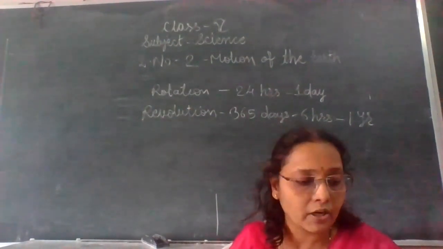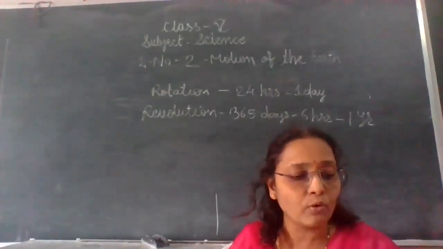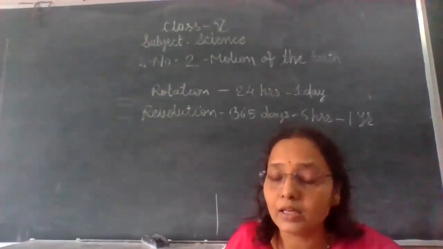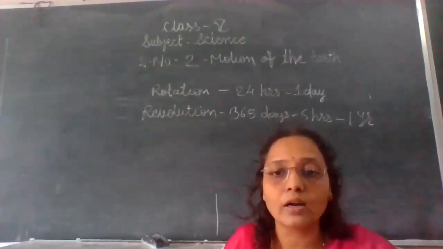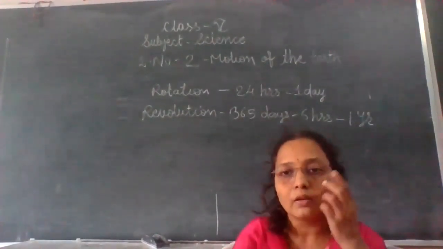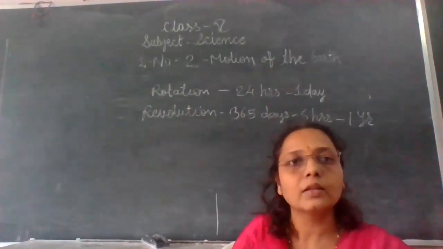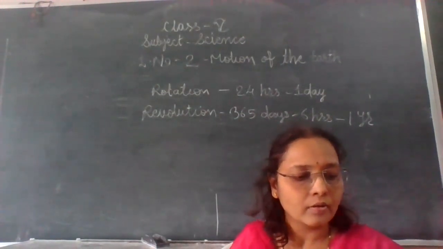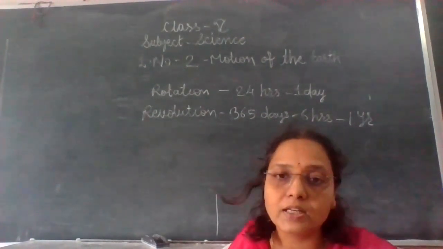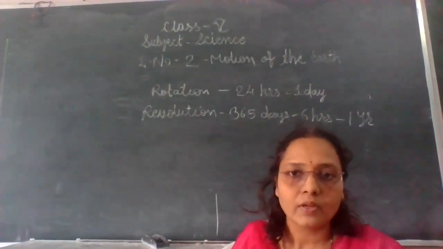In that we consider February to have 29 days. 366 days are there, that we call a leap year. In it we consider February has 29 days. Understood?